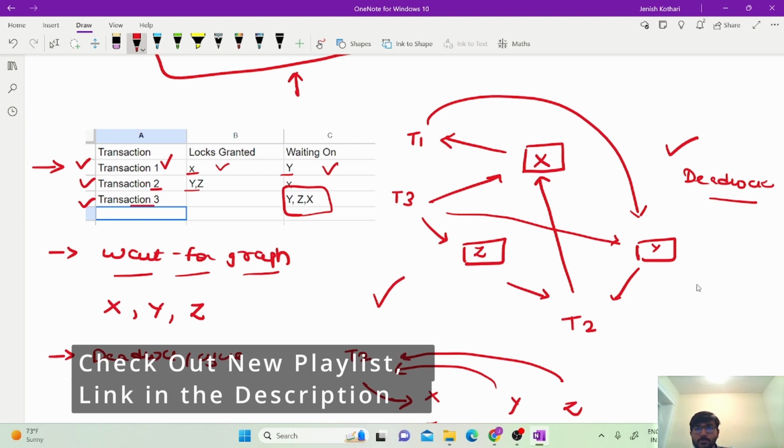But the ask for this question was to create a wait for graph. So this is the wait for graph for this problem.